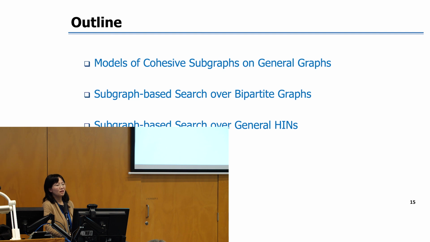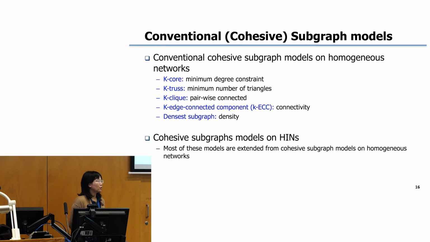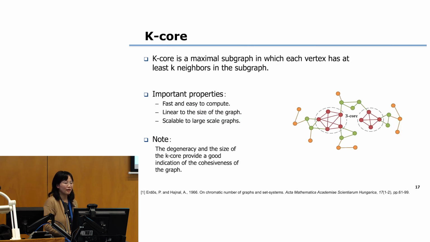So let's start with conventional cohesive subgraph models. I think most of them stem from the clique model. The clique model is very basic. In this subgraph, we require any pair of vertices to be connected. It's a complete graph. And because of its restrictiveness, many relaxed models were later proposed. Let's look at them one by one.